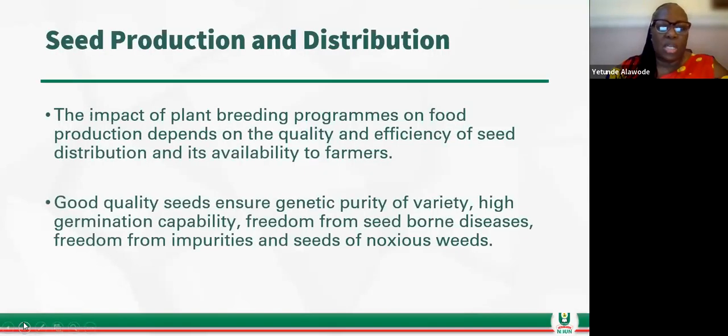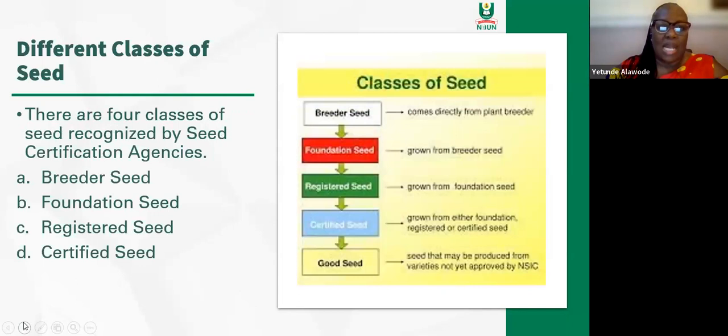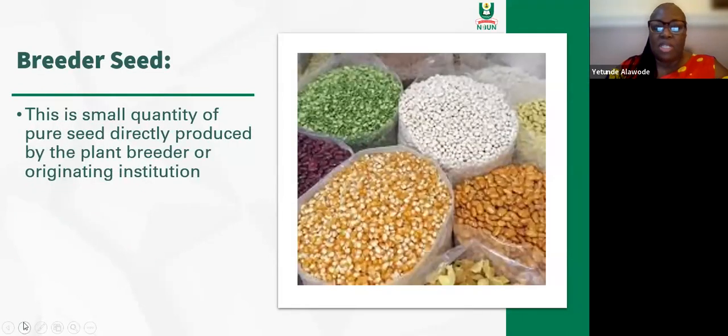Now for seed production and distribution, there are different classes of seed. There are 4 recognized classes of seed by the certification agency. We have the breeder seed, the foundation seed, the registered seed, and the certified seed. Those are the 4 classes of seed. For the breeder seed, that's the one we have been doing. All the breeding work you are doing, what you get at the end of the day is the breeder seed. And that one is usually small in quantity. It's not much. It is small in quantity because the breeder must have done a lot of work.